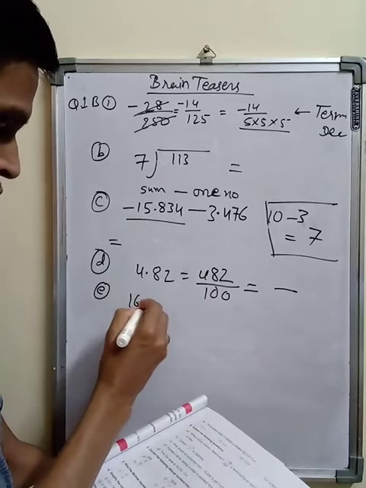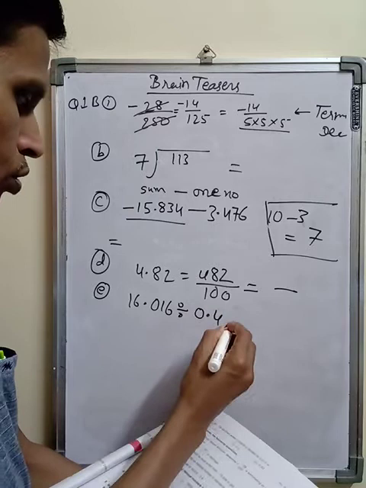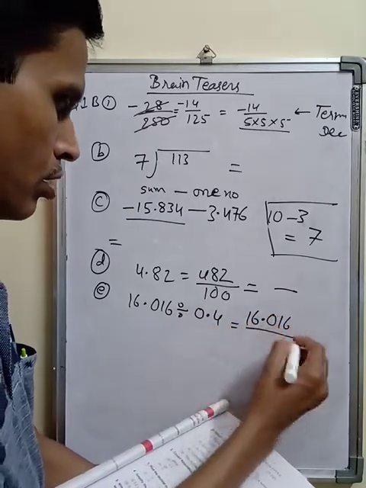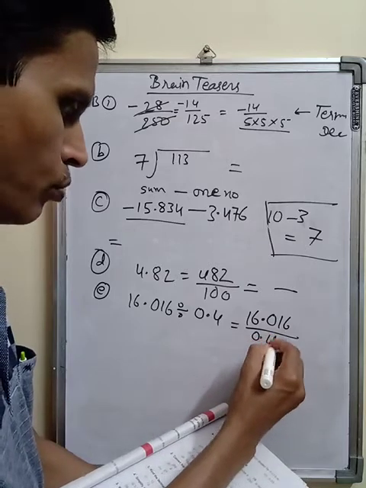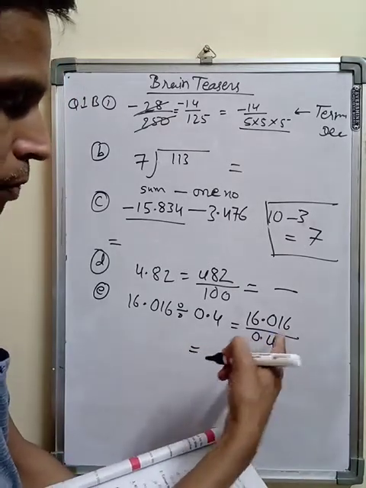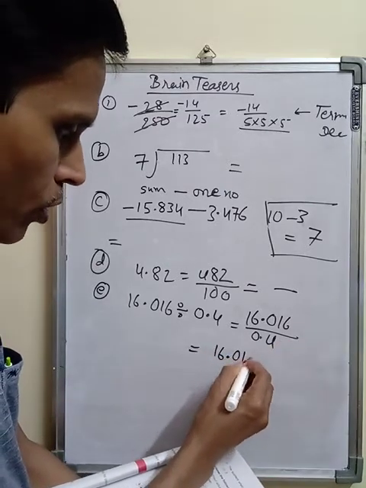Question number D. Express 4.82 as a rational number in standard form. 4.82 means we will write this by removing the decimal, and after cancellation by 2, whatever is left in p by q form will be the answer.